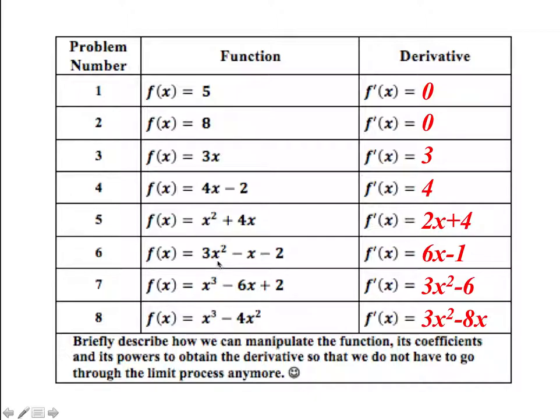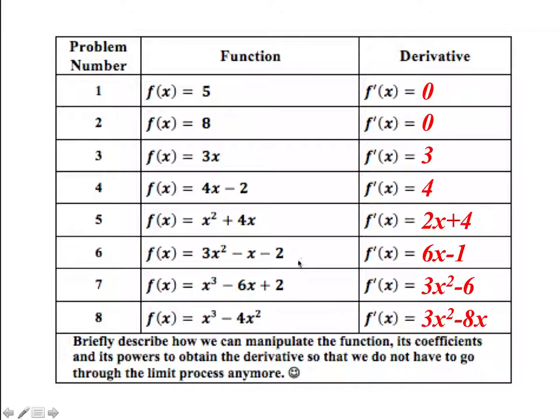So for this next one, function 6, if we bring the power 2 out in front to where there's already a 3, we multiply those together to get a 6. And then we can see that the power on this was reduced by 1. That followed through with all these terms with powers. The x cubed, the 3 came down in front, right here, and the power was reduced by 1 to a 2. And same thing down here.